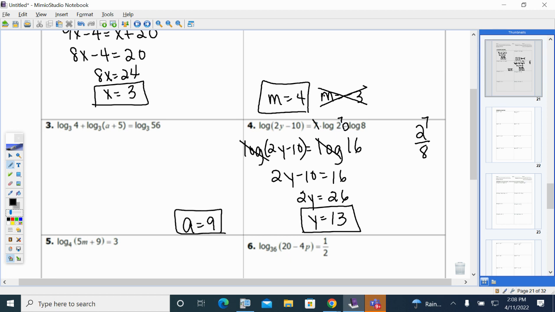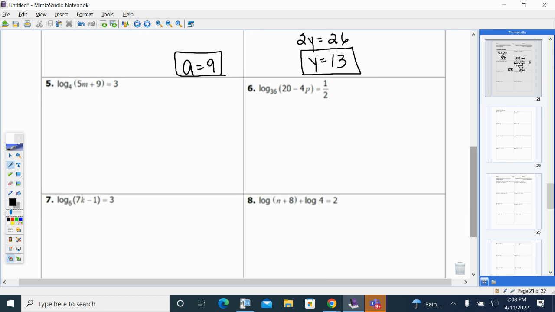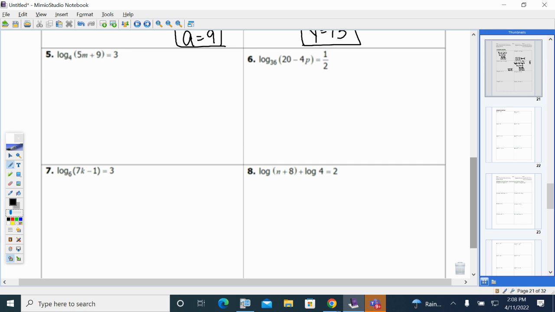All right, so now let's jump down to numbers 5, 6, 7, and 8. What I first noticed about these 4 is that the right side of every single equation doesn't say log. So I have a log on one side. Your strategy here is going to be to change this back to exponential form. But you have to make sure, once again, that the side that has the log is just one log. So number 8, we're going to have to condense before we change it.